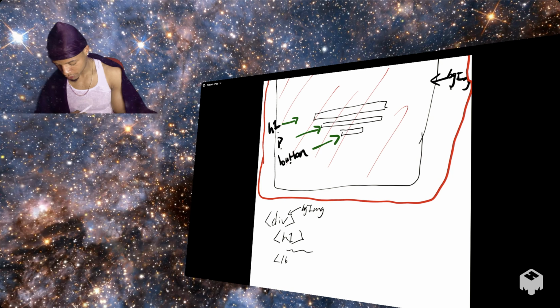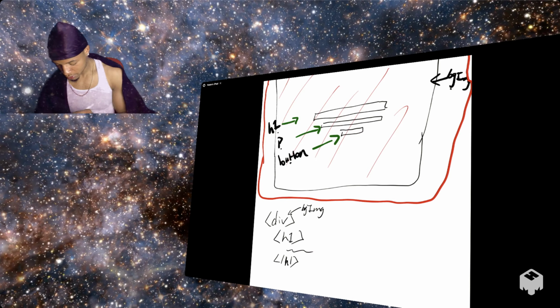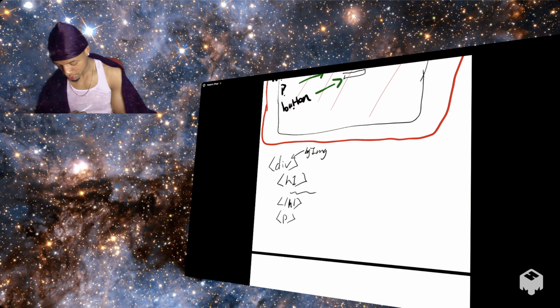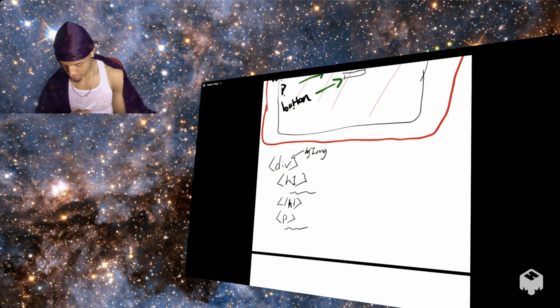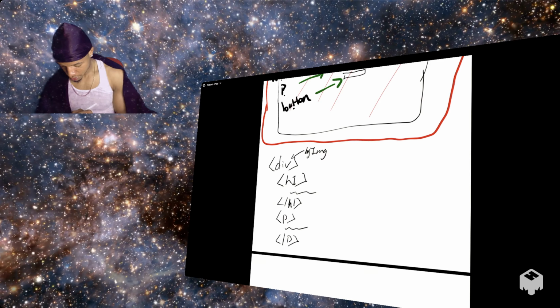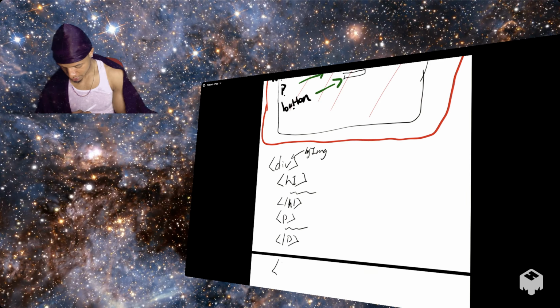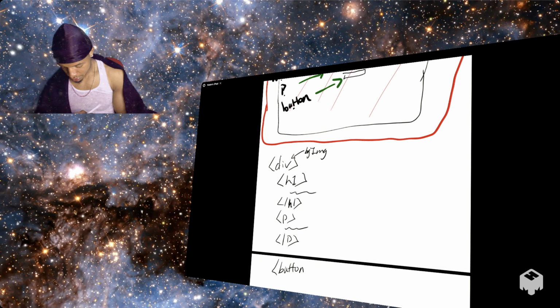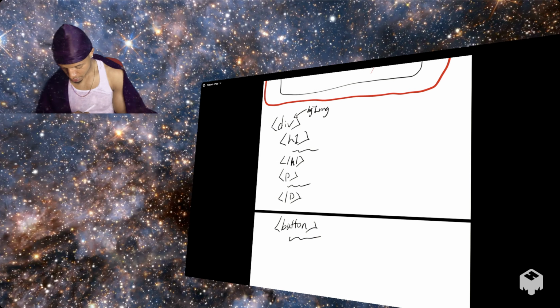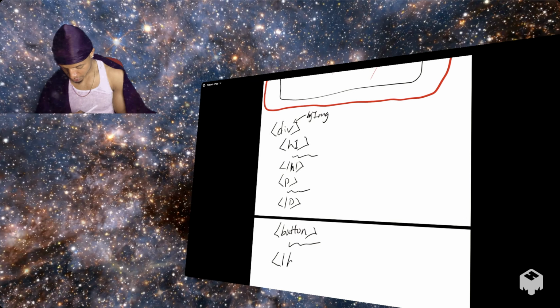You'll close off the H1. You'll have the P. You'll have the text for the P. You'll close off the P. You'll have the button. You have the text for the button. And close off the button. And then you'll close off the div.